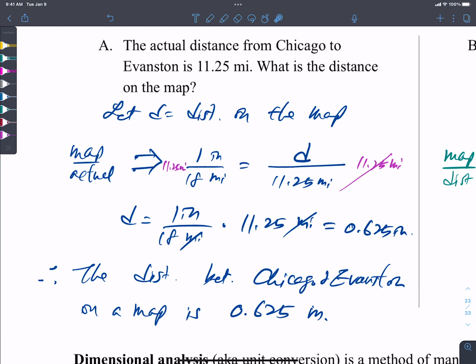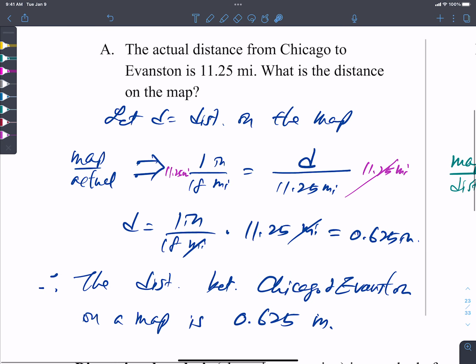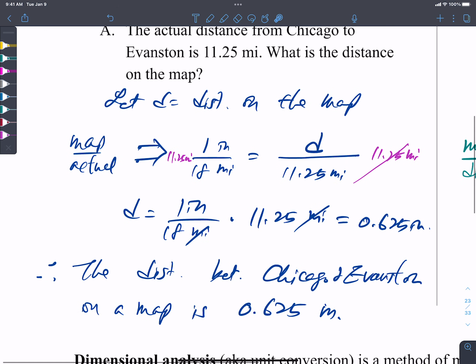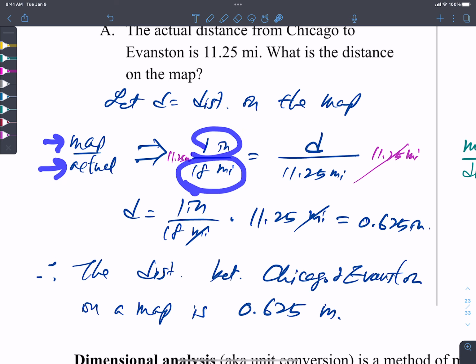Okay, here we go. Let me zoom into 1A. The actual distance from Chicago to Evanston is 11.25 miles, right? So what is the distance on the map? The important information was here. 1 inch corresponds to 18 miles. So what I did immediately is to say map distance divided by the actual, 1 inch divided by 18 miles. And then for the actual distance right here, what's the distance on a map, D, when the distance between the two cities is 11.25. Now here you could cross multiply if you like.